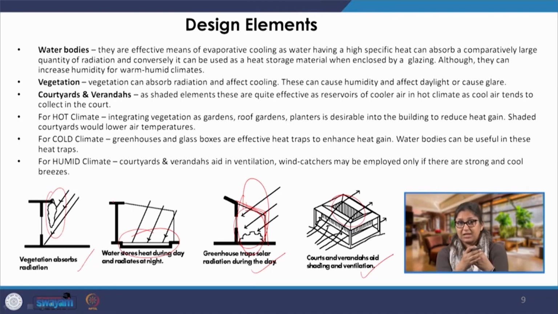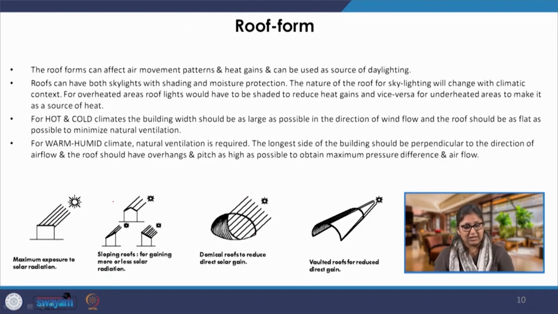Now, in composite climate, where we have extreme summer and also extreme winter, we may want a specific type of vegetation which shades during summers, absorbs the radiation during summers, and in winters it sheds its leaves and allows the radiation to directly come to the building. So, the choice of vegetation, where the vegetation has to be, is also one of the design elements.